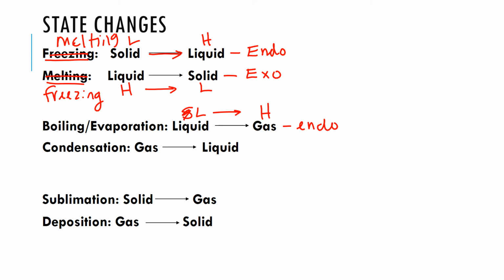Now, the opposite of evaporation is condensation. That is a gas forming a liquid. So here we're going from high energy gas to lower energy liquid. If we're going from faster to slower particles, we can assume that the liquid particles have less energy than the gaseous particles, so energy must have been given off, and so that is exothermic.